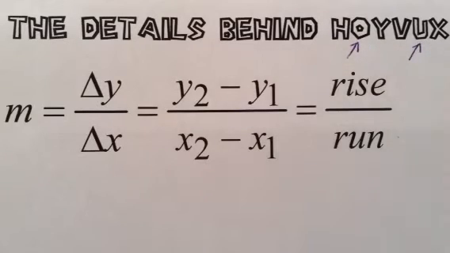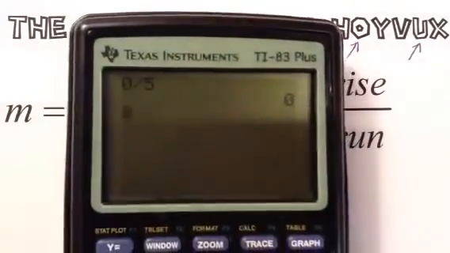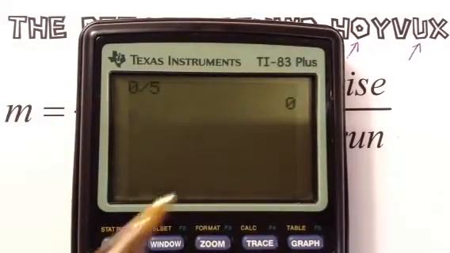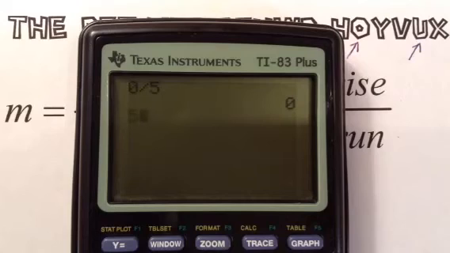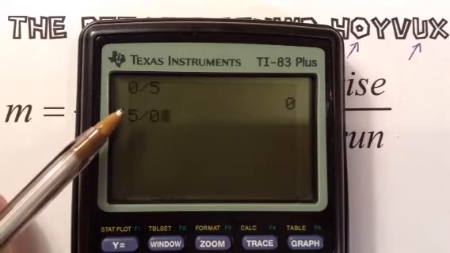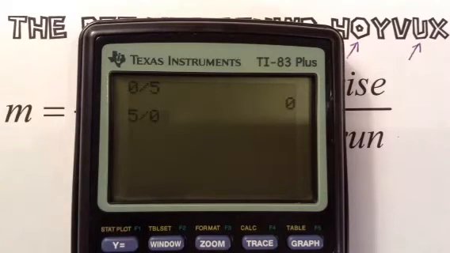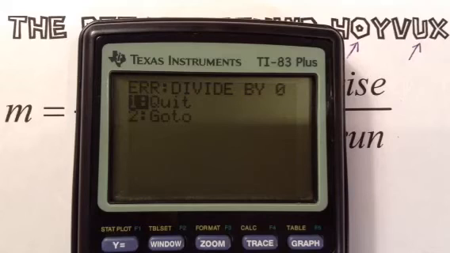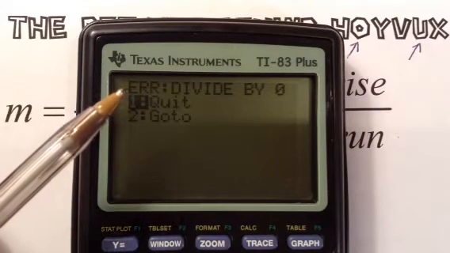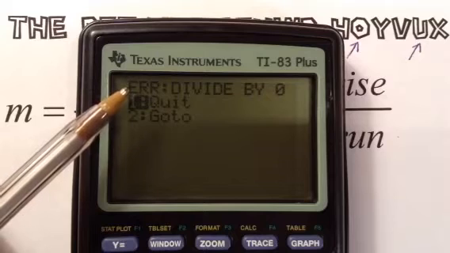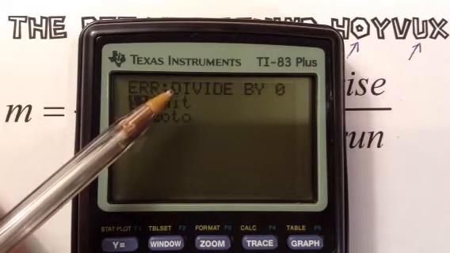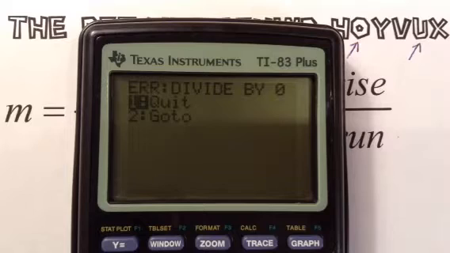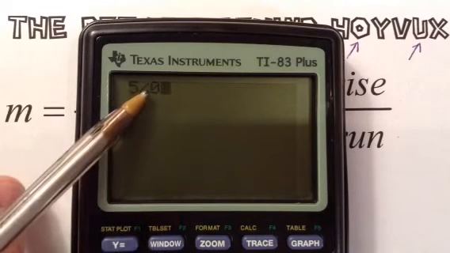Now let's change that around. Let's now switch positions on my fraction. Instead of doing 0 over 5, let's do 5 over 0. So let's make 5 my rise and 0 my run. Well, let's see what the calculator says about this. Uh-oh, that's not good. The calculator's trying to tell you something. It's saying that there's an error. It's telling me that I'm dividing by 0, and that's just simply not allowed.